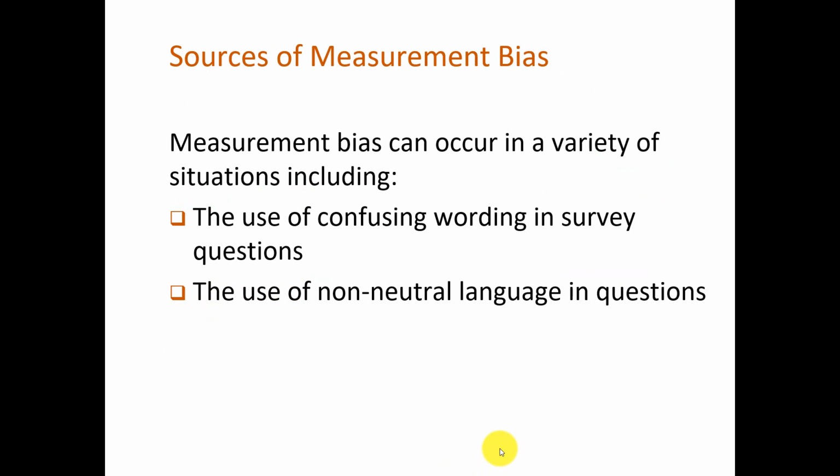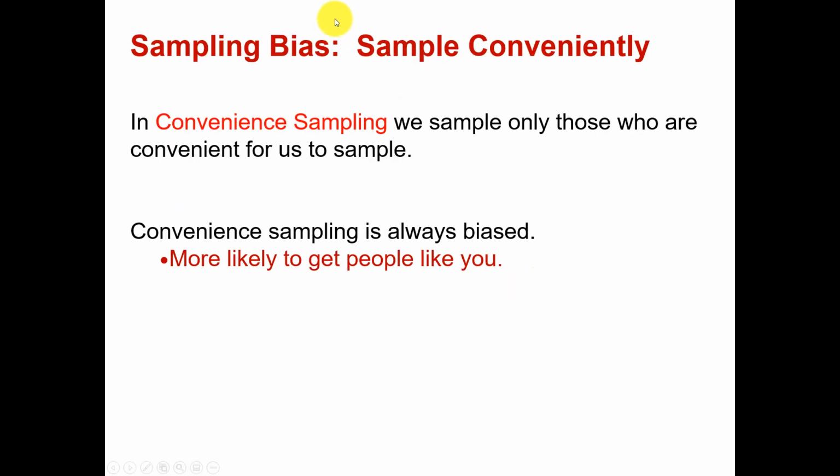Sources of measurement bias. Measurement bias can occur in a variety of situations, such as confusing wording and the use of non-neutral language in questions. Another sampling bias is convenience sampling. We sample only those who are convenient for us to sample, like at the grocery store. You're walking by, you look happy, they want to talk to you. So convenience sampling is always biased, more likely to get people like you.